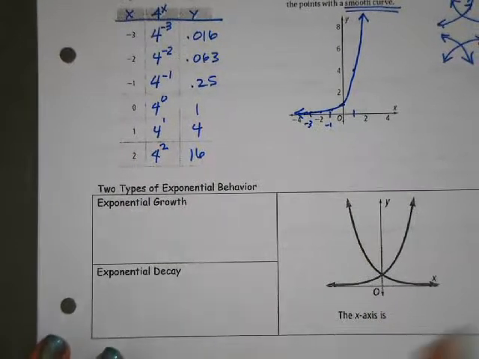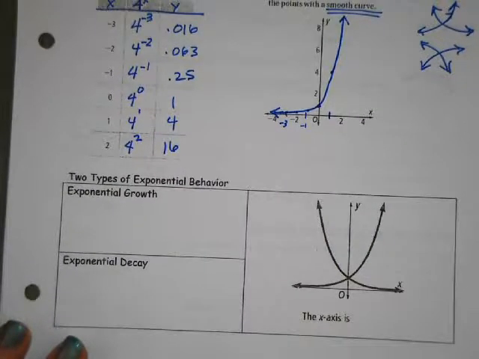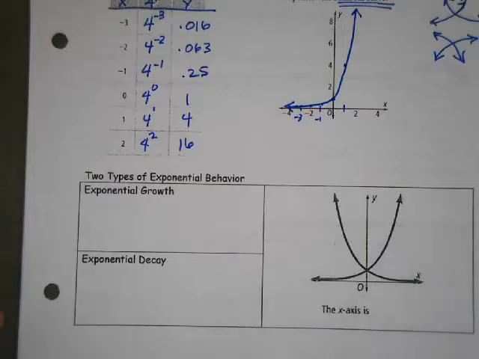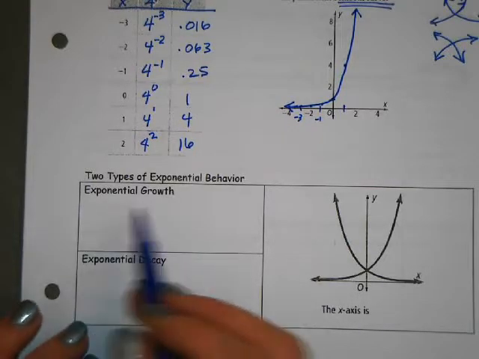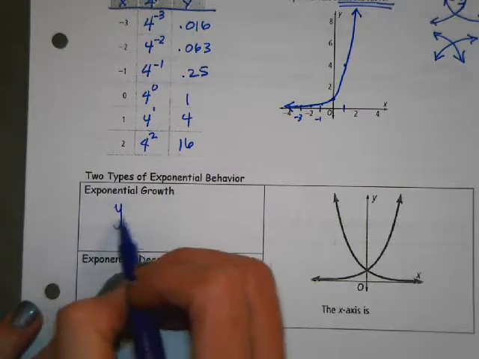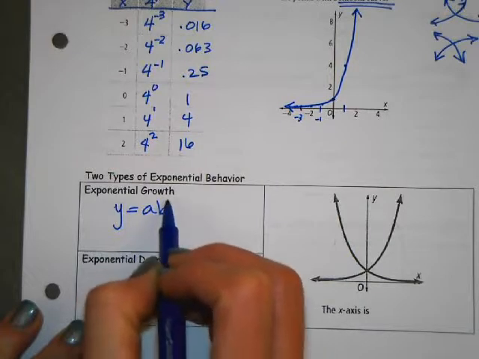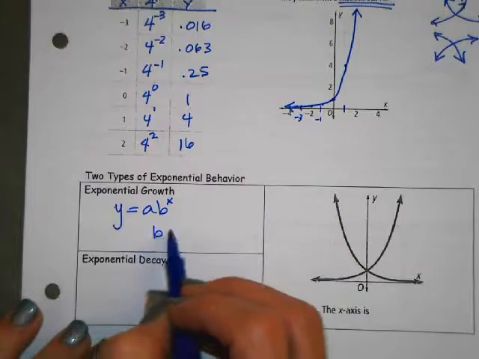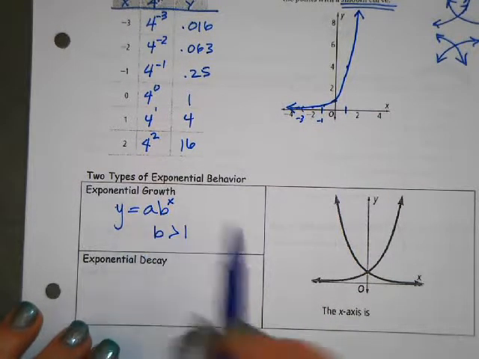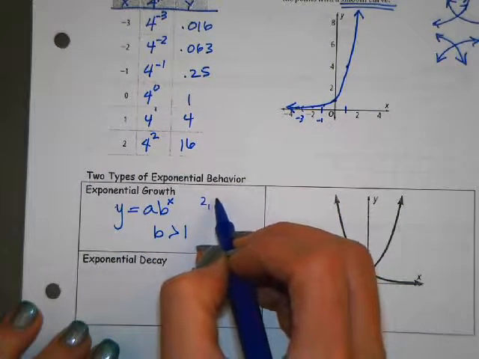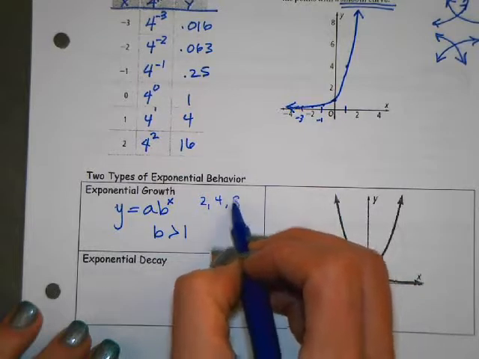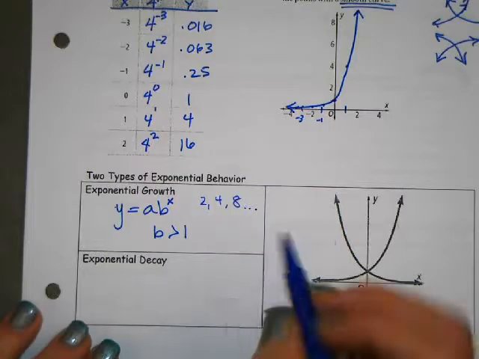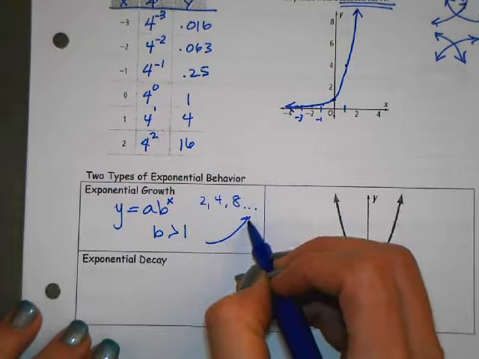So, we have two types of behavior that we're going to talk about. One is called exponential growth, and one is called exponential decay. When you're talking about exponential growth on your expression of y equals a b to the x, okay, b is going to be greater than 1. So if I have b that's like 2, 4, 8, whatever, it's greater than 1, I'm going to have what's called exponential growth, and my curve is going to look like this.